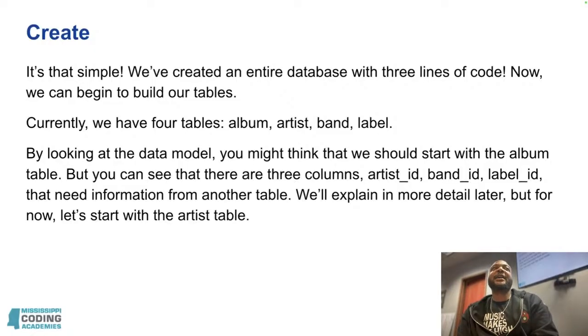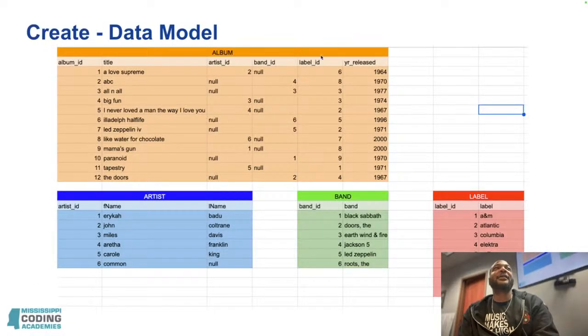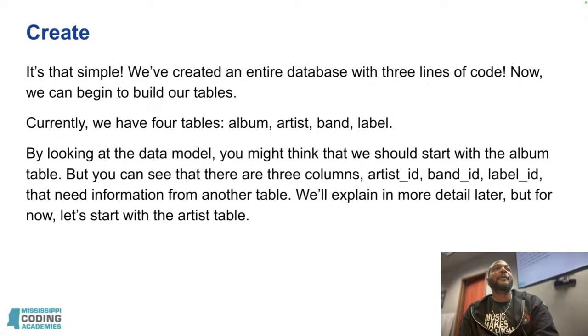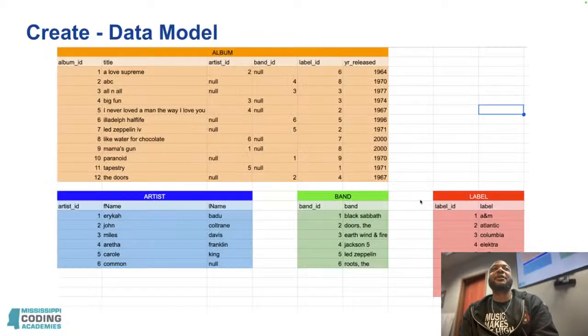Back in the data model, we have 4 tables: album, artist, band, and label. Let's go back and look at it. We have an album table, an artist table, a band table, and a label table. By looking at the data model, you might think that we should start with the album table, because I have this one sitting up here at the top. But I would not want to start with this table. Anybody have an idea why?